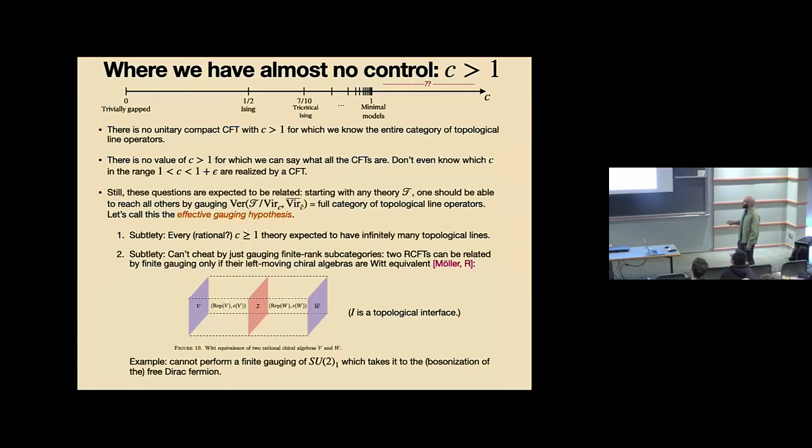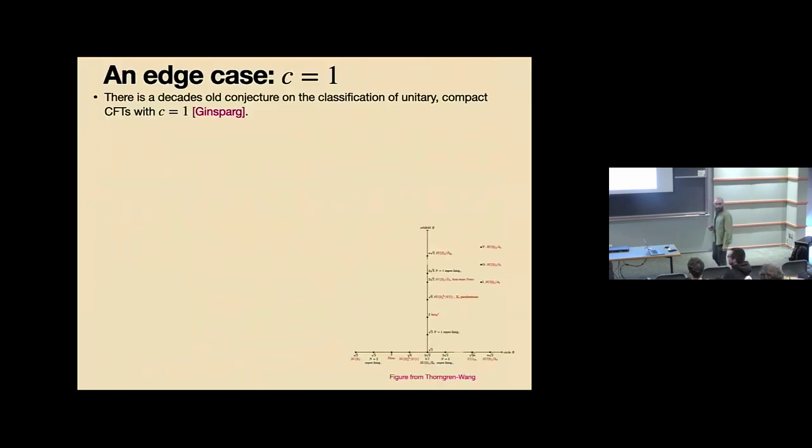Namely, their left-moving chiral algebras should belong to the same Witt class. I've drawn a picture of what it means for two chiral algebras to be Witt equivalent. It essentially means that their bulks should be separated by a topological interface. And it's just known that not all pairs of chiral algebras are Witt equivalent. For example, there's no finite gauging you can perform on the SU(2) level 1 WZW model which takes it to the bosonization of the free Dirac fermion, even though these two theories are rational conformal field theories. Okay. So it's generally hard.